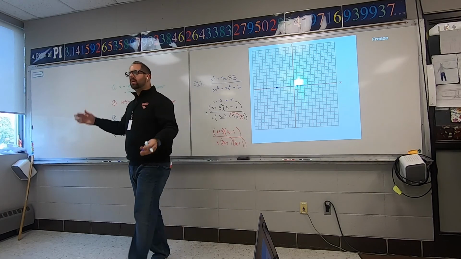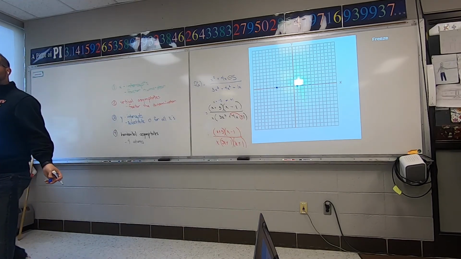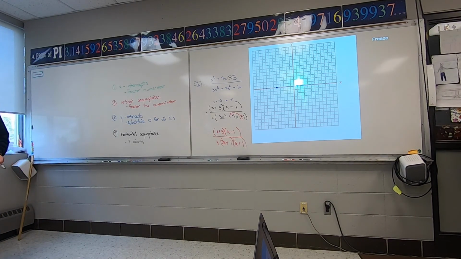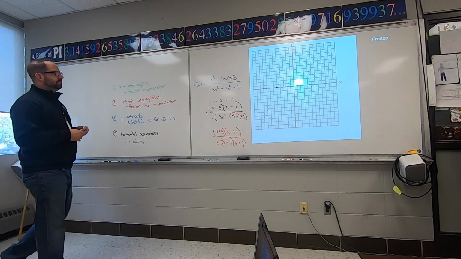Now, I know you're thinking, you just told me the horizontal goes through the origin. How come we can have dots there? Remember, the horizontal asymptote is a guideline. It's not like a vertical. You can cross through a horizontal. It's just telling you where the tails are going to go in the very end, on the outside. So those are my x-intercepts.